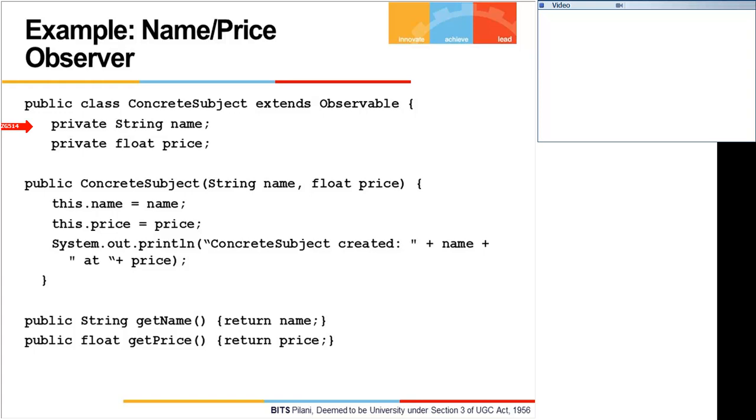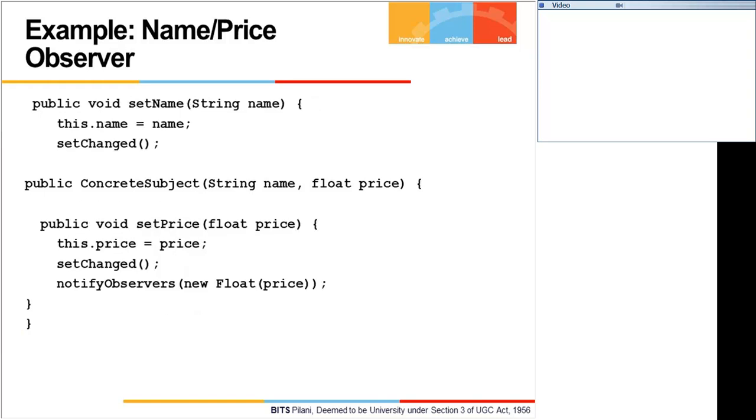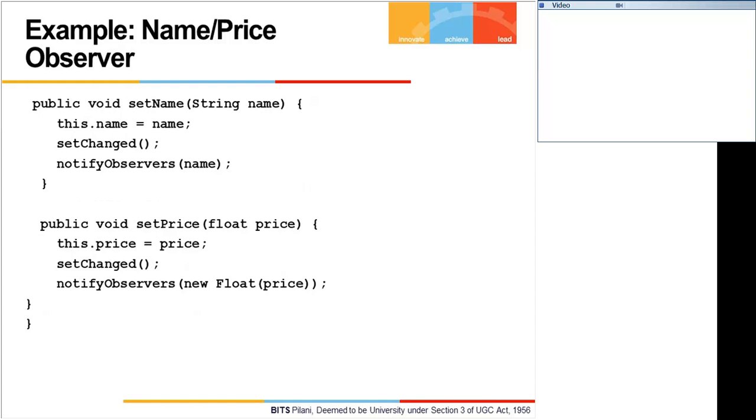So this is the constructor of the concrete subject. It takes a name and price. And then these are the two getter methods for name and price. Okay, let's move ahead. So there is a setter method, set name and set price. Now these two methods are important.